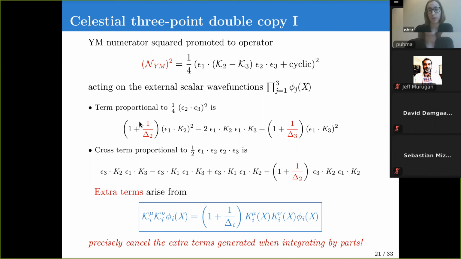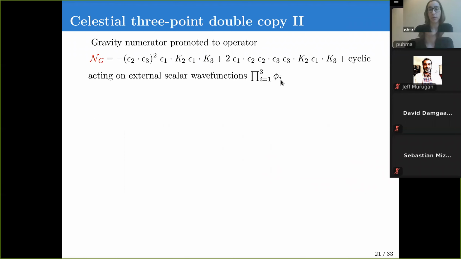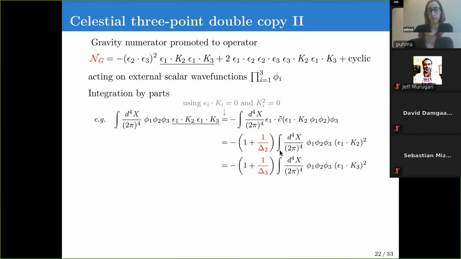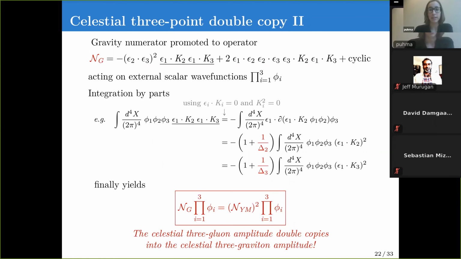So this slide was about squaring the Yang-Mills numerator. It produced extra terms. But if I go to the gravity amplitude and integrate by parts, I produce the same extra terms. So at the end of the day, if I do this for all the terms that show up in the gravity numerator and integrate by parts enough times, we find that the gravity numerator operator acting on the scalar wave functions is precisely given by the Yang-Mills numerator operator squared acting on the wave functions. Here we have shown that there is a celestial double copy between 3 gluon amplitudes and 3 graviton amplitudes.